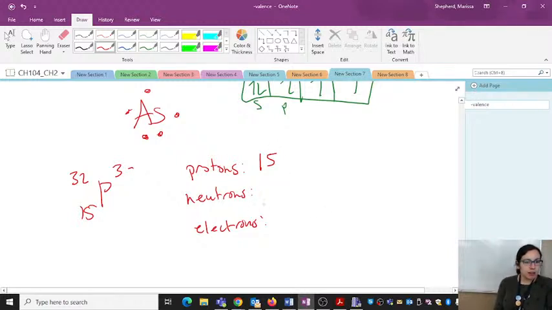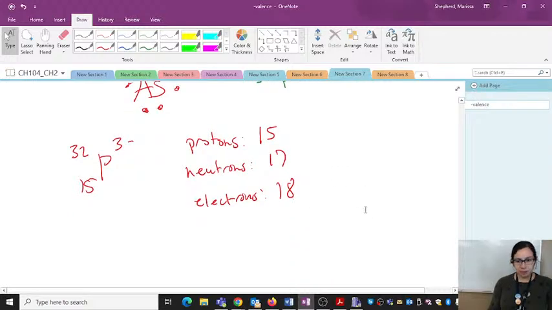And then, so how many neutrons do we have? 17, excellent. I see chat's also on top of it. And then how many electrons? 18, excellent. And I see chat also has that as well. All right, good job.